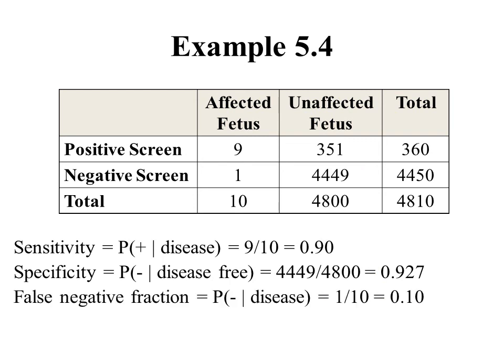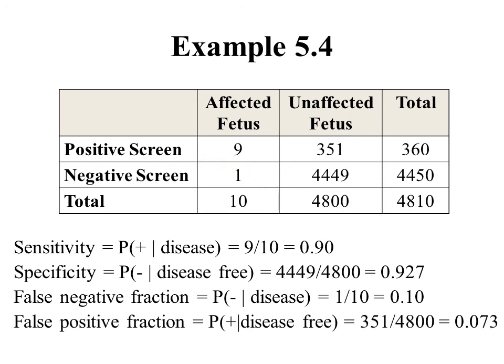False negative fraction is the probability of testing negative given that they have the disease. So the denominator is the number who have the disease. The numerator is the number of those mothers who got a negative result, which is 1. So 1 divided by 10 is 0.1. The false positive fraction is, by definition, the probability of testing positive given that we are disease-free. So the denominator is the number who are disease-free, 4,800. The numerator is the number of those who got a positive result. So 351 divided by 4,800, that's 0.073.